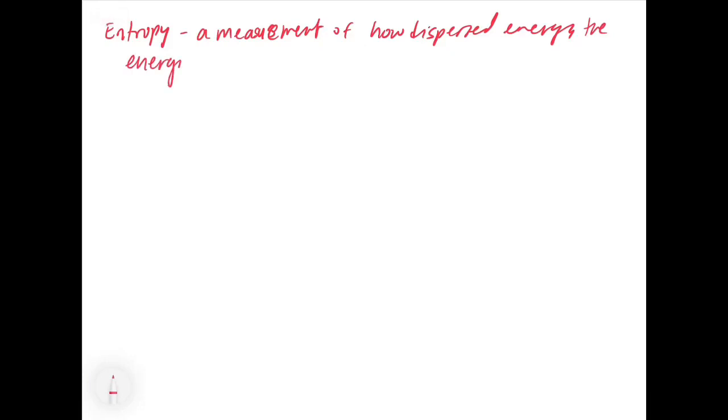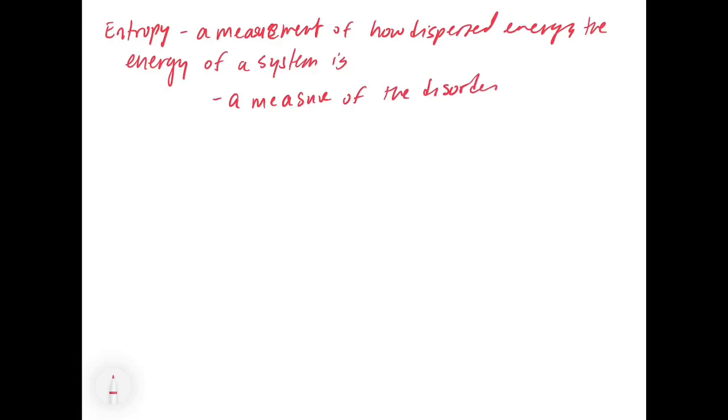Entropy is a measure of how dispersed the energy of a system is. And so basically this is a measure of the disorder. So, for example, if you want to think about just phases and entropy, solids are going to have the lowest entropy because they're the most organized, which is going to be less than liquids, which is going to be less than gas.